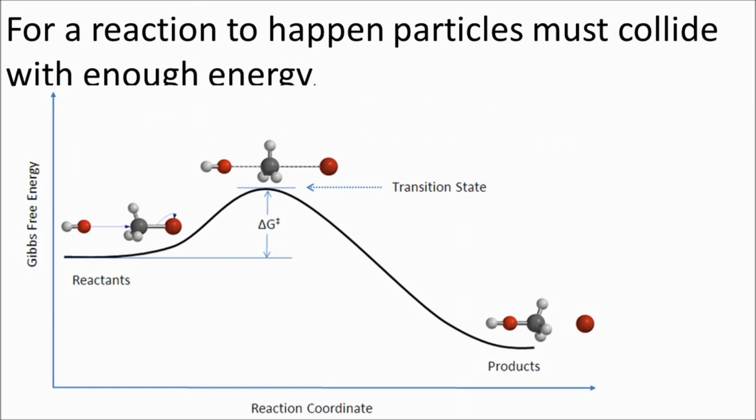Now, for a chemical reaction to take place, the particles must collide with enough energy for the reaction to be successful. They actually have to bang together with enough energy. If they just sort of glance off of each other slowly and gently, there is no reaction to be had.